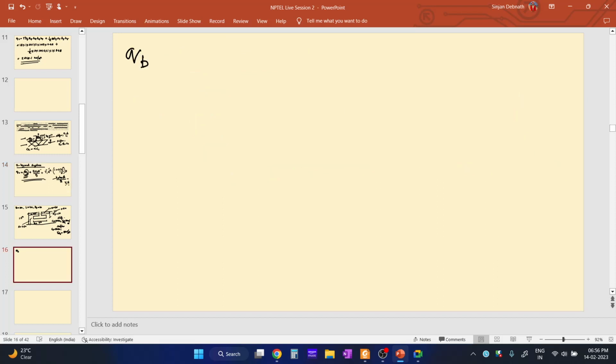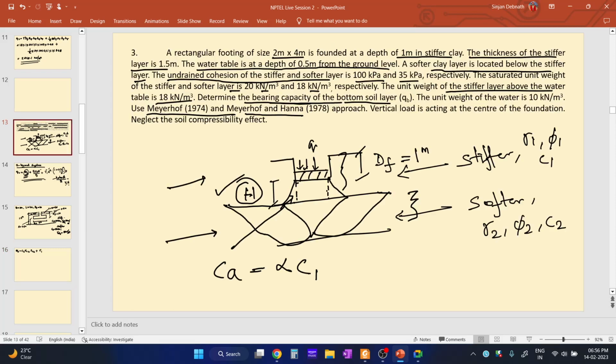So QB, what is QB? QB is equal to C2 NC2 SC2, where 2 stands for the second layer, plus gamma 1, the unit weight of the top layer. So what is the thickness of the top layer? It is Df plus H, this Df and H.